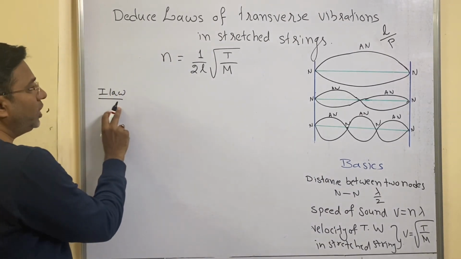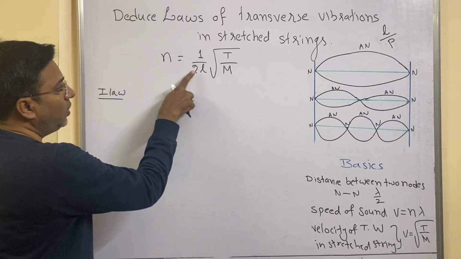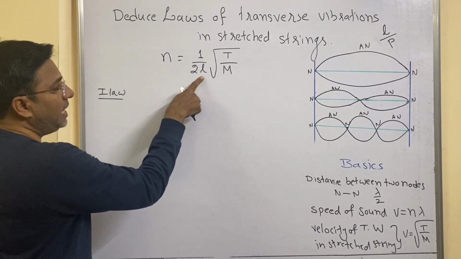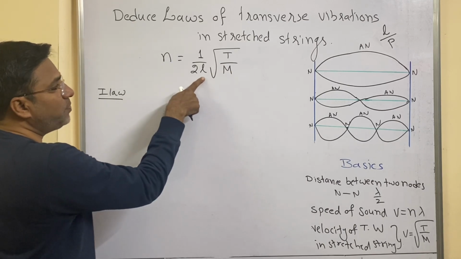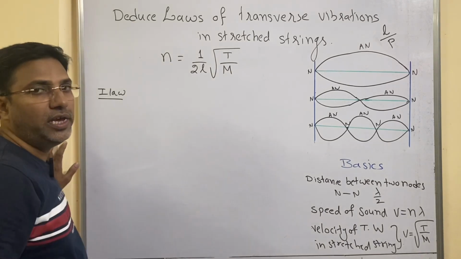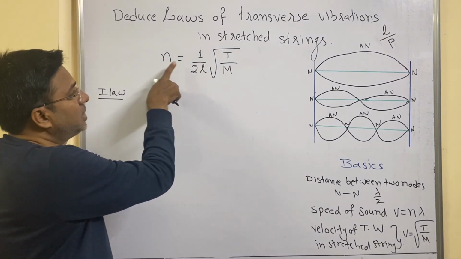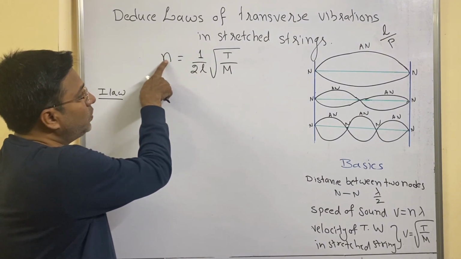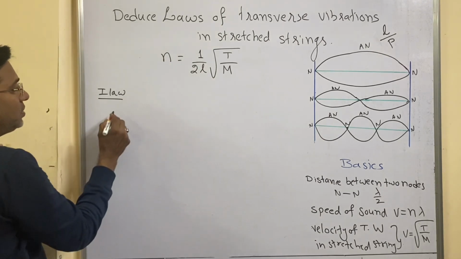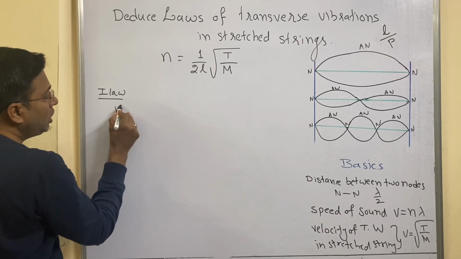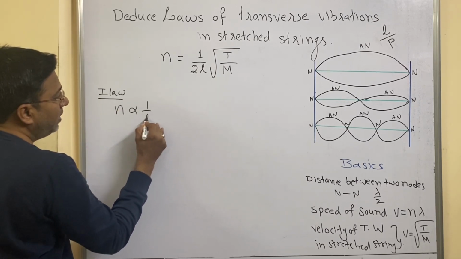First law. When you are discussing first law, we have to discuss n and L, where n is frequency, L is length. So frequency of vibrating string is inversely proportional to length. Why are we telling inversely proportional? Because L is in the denominator. That's why when we compare these two, it will become inversely proportional with n. Therefore, first law states frequency of vibrating string is inversely proportional to length.